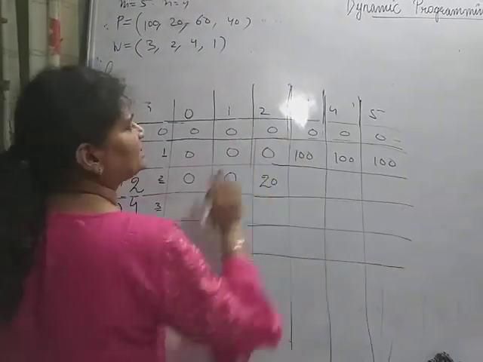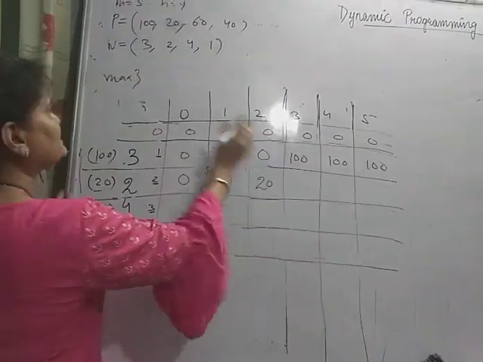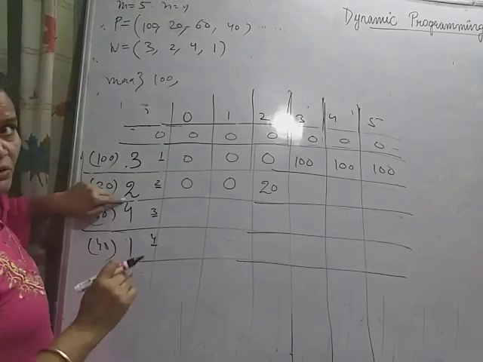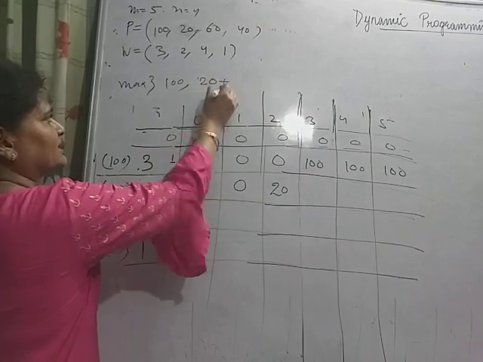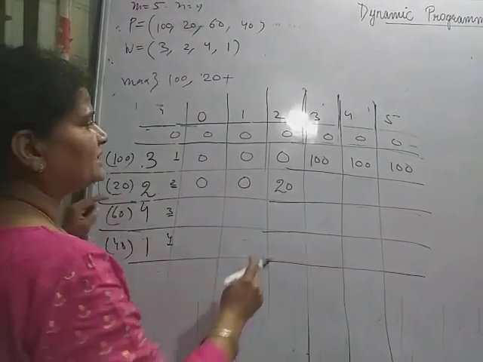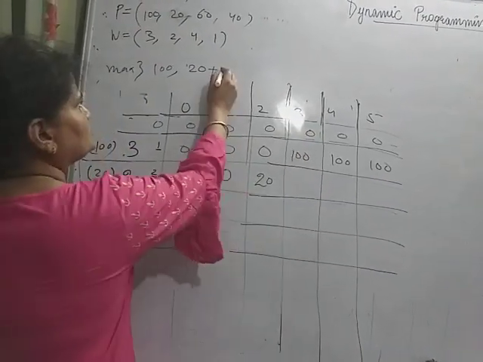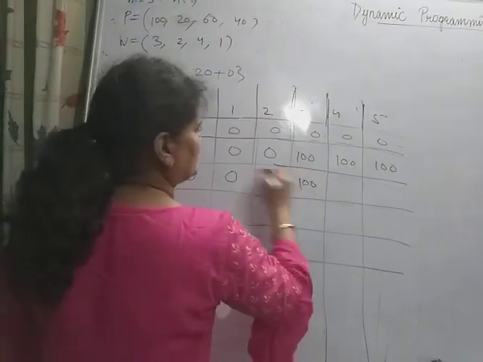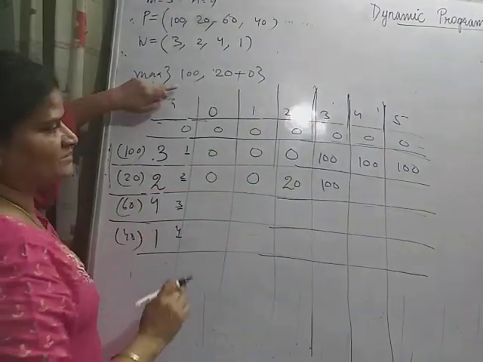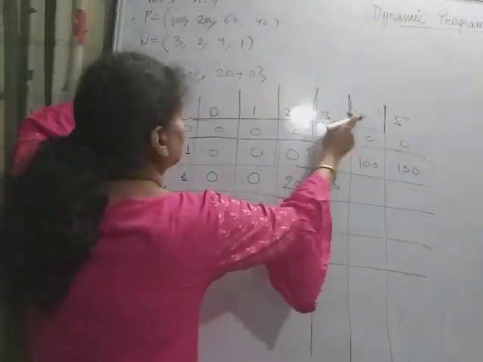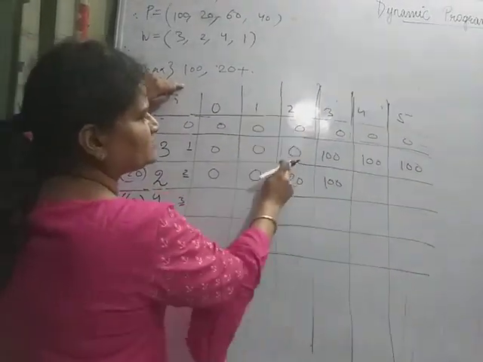Now for 3, we compute the maximum of the previous entry, that is 100, and if I include the second object, the profit earned is 20 plus the previous entry at 3 minus 2, that is 1, which is 0. So it will give 100. 100 is copied. Now here 4: the maximum is 100 and 20 plus the entry at 4 minus 2, that is 2, and in 2 there is a 0.